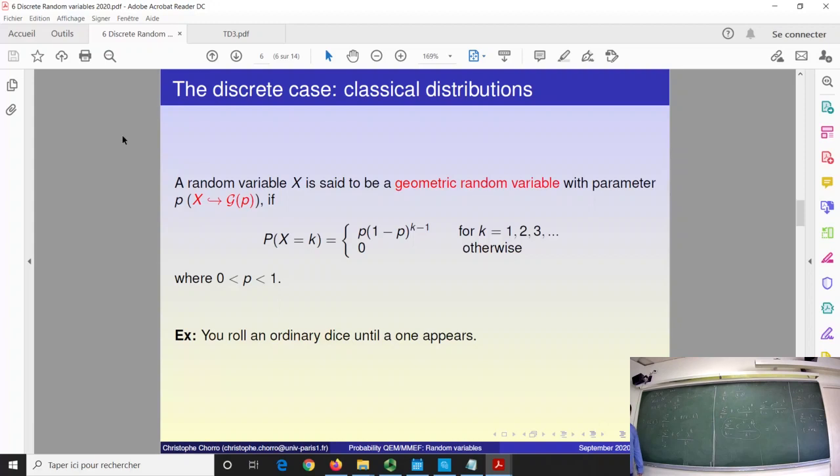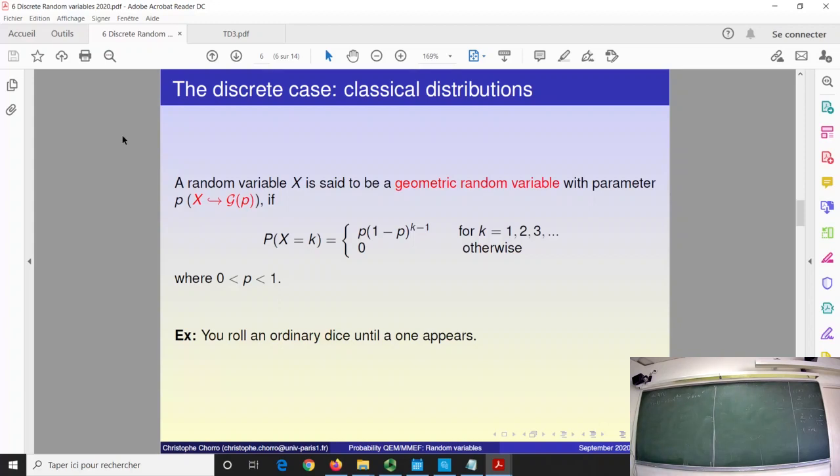So may I erase my blackboard for the computation of the Poisson? Okay, so for the geometric, when X follows the geometric distribution of parameter p, the probability that X is equal to k is equal to p times 1 minus p to the power k minus 1, for k belonging to N star. We have this one.